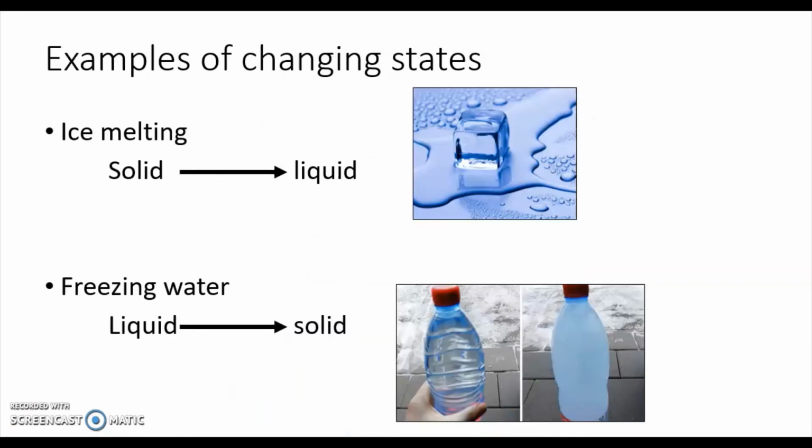Okay, so examples of changing states. Ice melting. Ice is solid, and if you warm it or leave it outside, it'll warm up and become a liquid. Freezing water. If you have water in a bottle and you freeze it, it becomes solid. Here it went from solid to liquid. Here it went from liquid to solid.